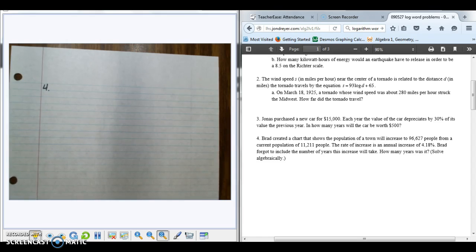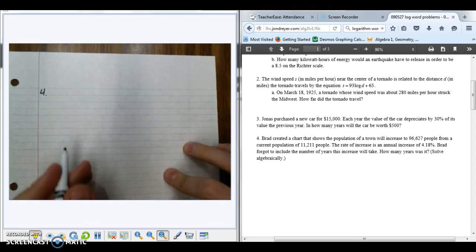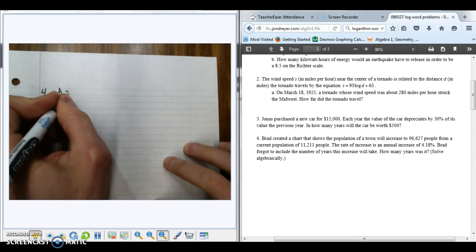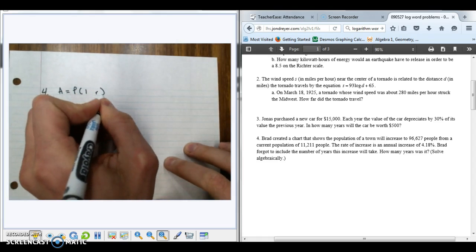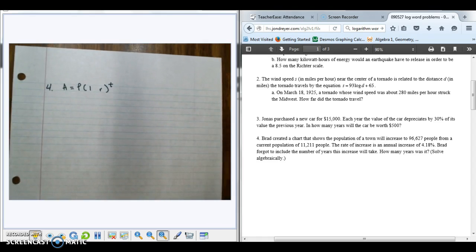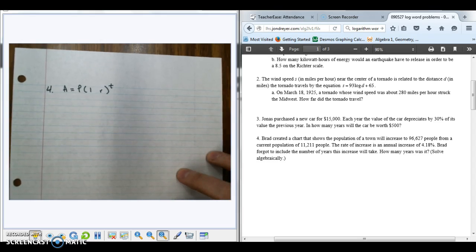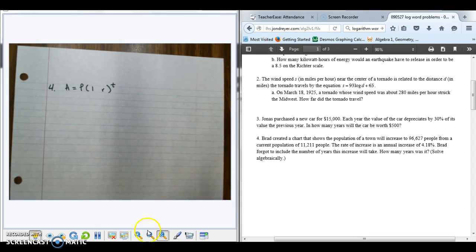Let's figure that out. Okay, so we're going to use the formula we've been using for a while. The amount is going to equal how much you start with, 1 plus or minus the rate, to the t. Now, if the time is going up, it's going to be plus the rate. If something's going down, it's going to be minus the rate. So if you look at a car depreciating, like in question number 3, the car is going down, it would be a minus. Question number 4, the population is starting at 11,000, going up to 96,000, so we're going to be adding the rate.